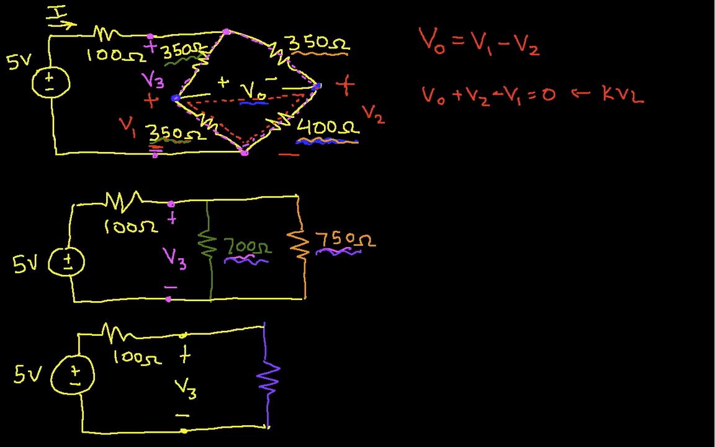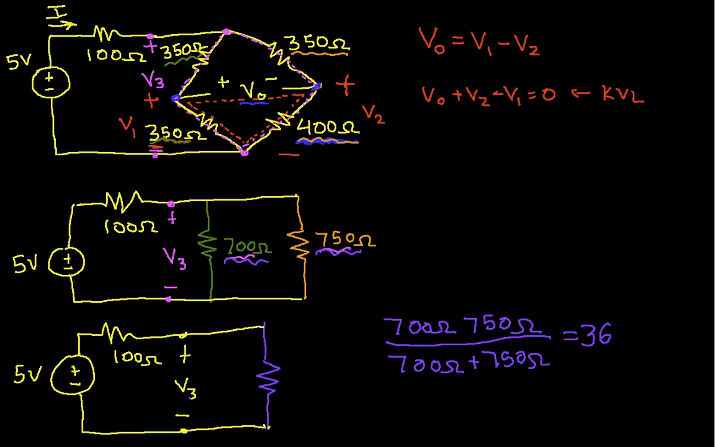Well, I need to figure out what the resistance of this resistor is. And I do that using the formula for parallel resistors, which will be 700 ohms times 750 ohms divided by 700 ohms plus 750 ohms. And if I work this out on my trusty Google calculator, I get the answer is 362 ohms, where I'm rounding to the nearest digit. Okay, so I know then that this resistance is 362 ohms.